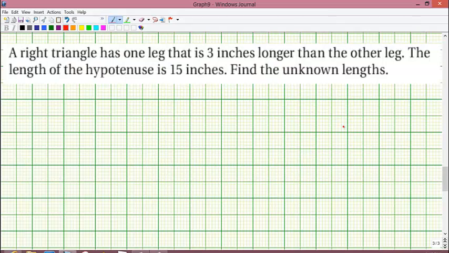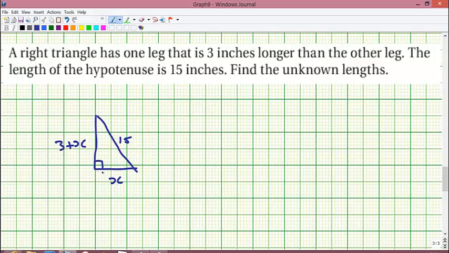So there we go. In this case, the best thing to do is to actually just draw this out. So let's try and draw an image of what they're telling us. A right triangle. So we start with a right triangle. Has one leg that is 3 inches longer than the other leg. Okay, so the longer leg is 3 plus the shorter leg. We don't know what the shorter leg is. We'll call it x. So the longer leg is 3 plus x. The length of the hypotenuse is 15 inches. 15 inches goes there.